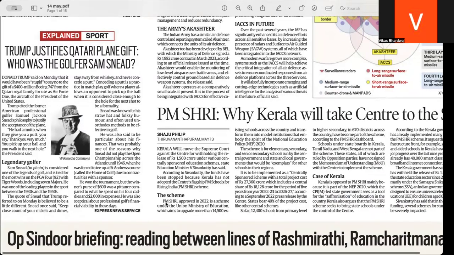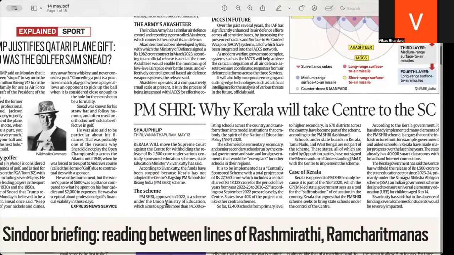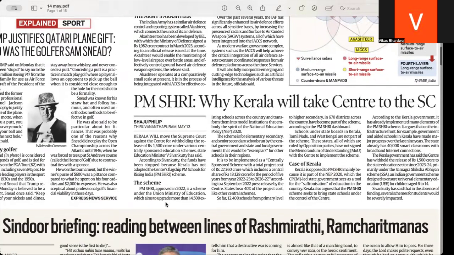PM Shri: we know the PM Shri 2022 scheme of the Union Ministry of Education aims to upgrade more than 14,500 schools. Kerala is saying that PM Shri is part of NEP 2020, which the CPI(M)-led state government sees as a tool for synchronization of education in the country. The PM Shri scheme seeks to bring the state schools under the control of the center.